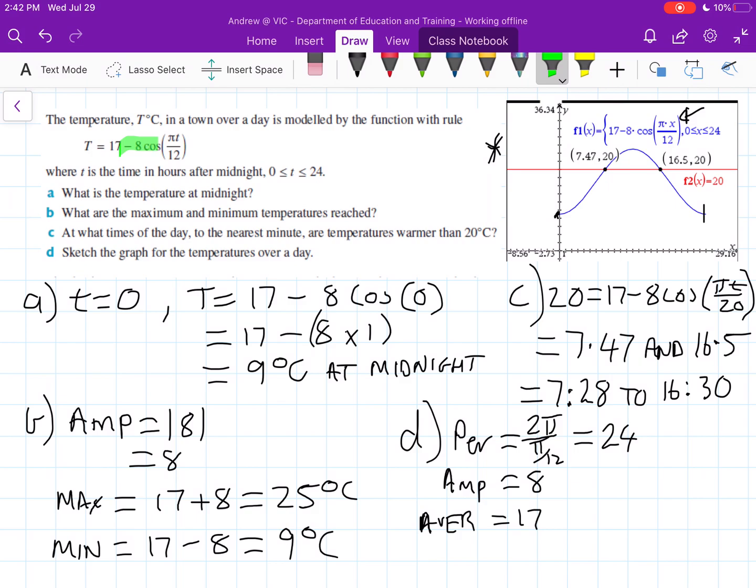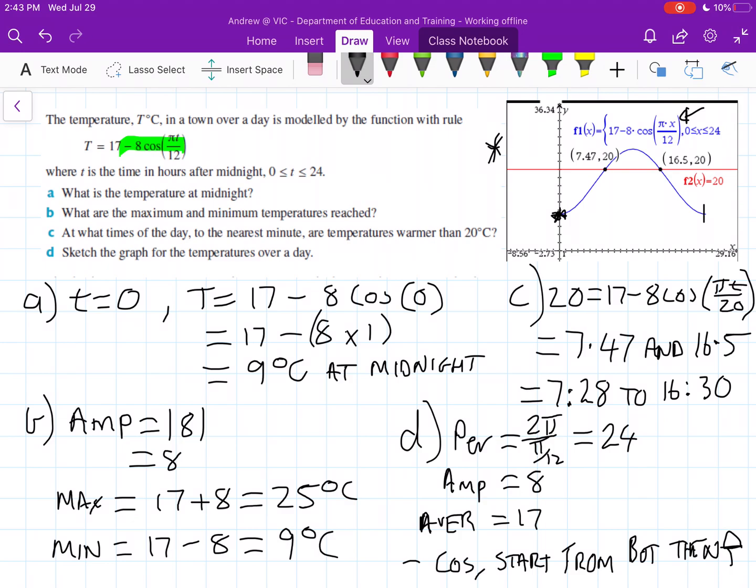Just be aware, we also have this here, and this is what gets most people. It's minus 8 cos. Our normal cosine graphs start at the top and go down, but because it's minus cos, we start from the bottom and go up. So that's slightly different from your normal, positive cosine function, and it's just something to look out for. You can see we've started from the bottom here and then we've gone up.